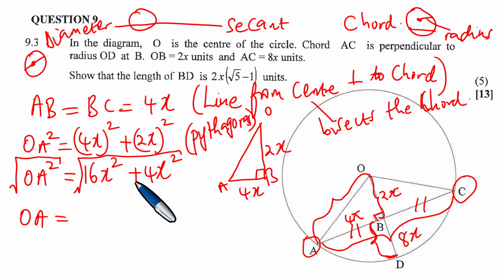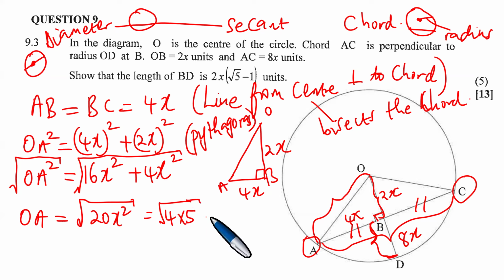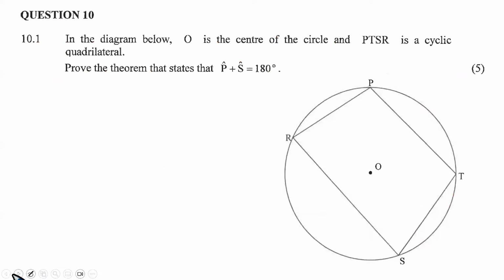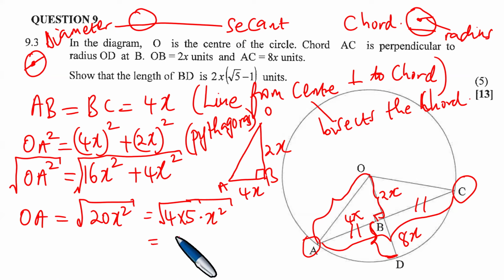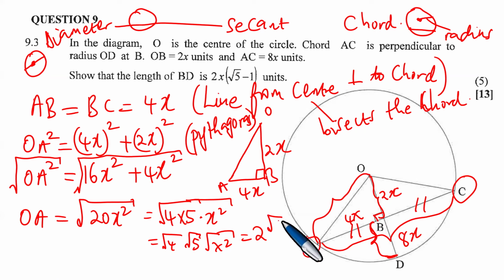So we take the square root both sides, and by taking the square root, we're able to get OA. What is 16x squared plus 4x squared? 16 plus 4 is what? It's 20x squared. And what is 20? It is 4 times 5 times x squared. And so this is the square root of 4, square root of 5, square root of x squared. What is the square root of 4? 2. Well done.